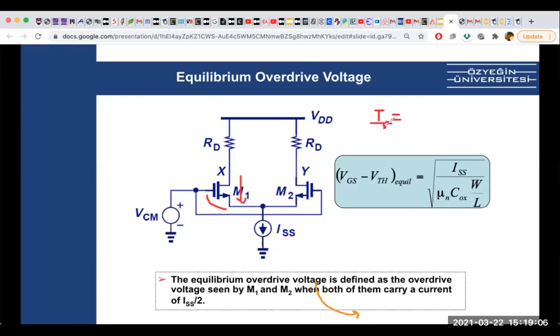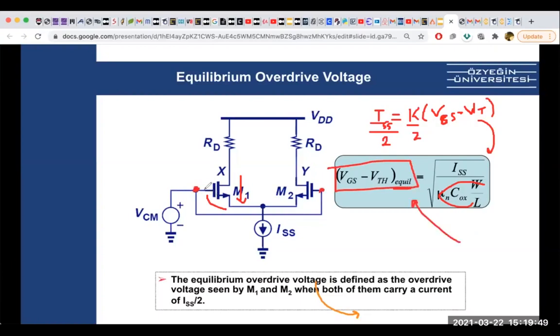So ISS over 2 going through that transistor is, let's call this, K over 2 times (VGS minus VT) squared. So if we rewrite this, that's the equation. We call this equilibrium because when we apply common mode to both parts, this is the formula. This is how we find VGS minus VT, the overdrive voltage. Equilibrium means neither of these branches is strong. They're in equilibrium, with the same current going through. We'll be using this formula a few times in the next slides.